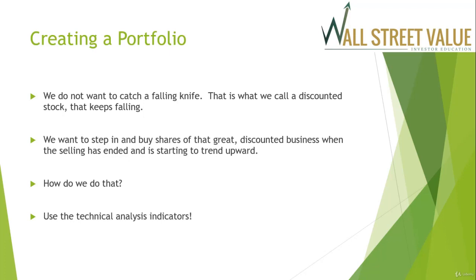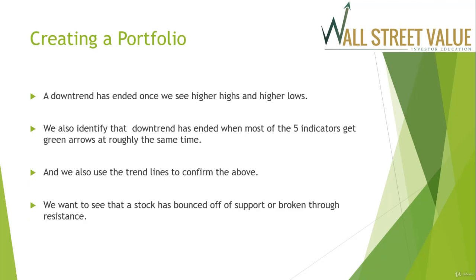We want to step in and buy shares of that great discounted business when the selling is ended and it's starting to trend upward. How do we do that? We do that by using the technical analysis indicators. A downtrend is ended once we see higher highs and higher lows. We can also identify that the downtrend is ended when most of the 5 indicators get green arrows at roughly the same time.